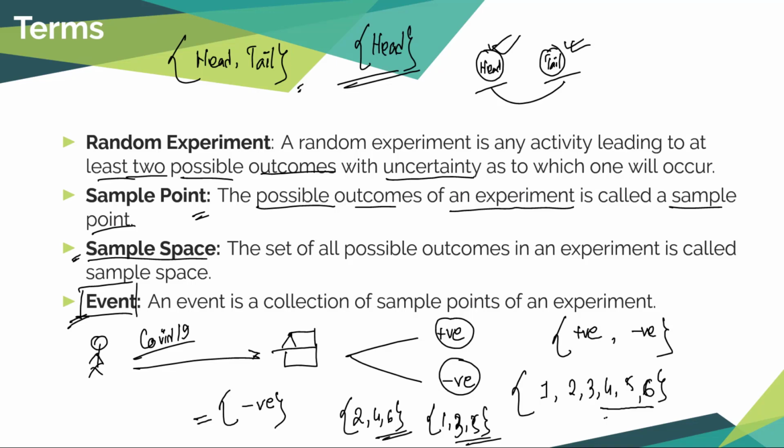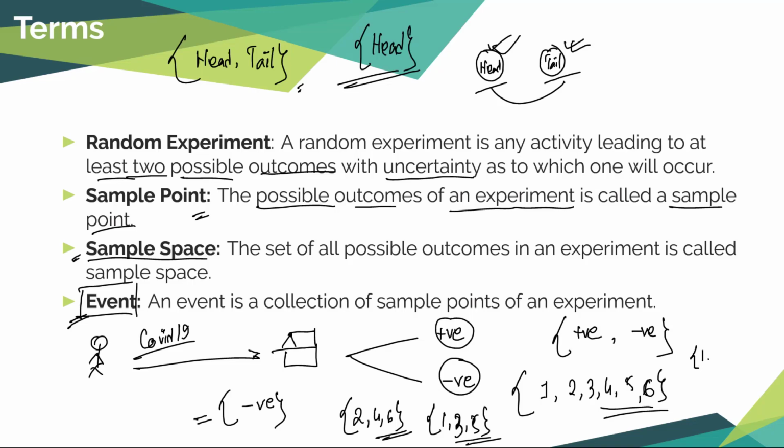So from a larger sample space, that means the set of all possible outcomes, it is possible to create multiple events. Some may be interested in finding out numbers less than 4.